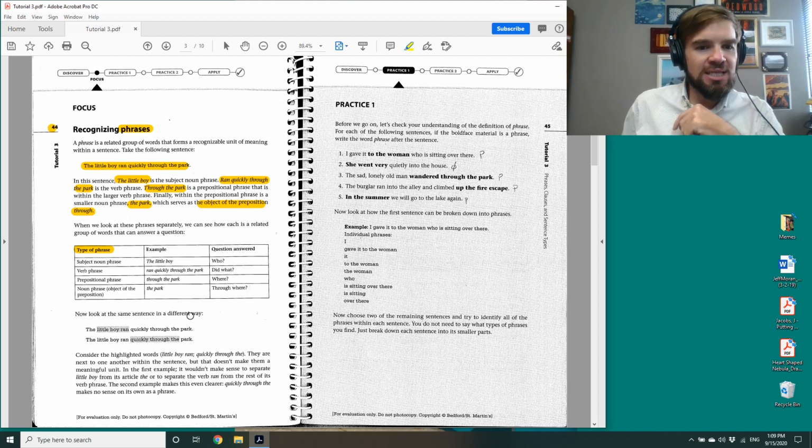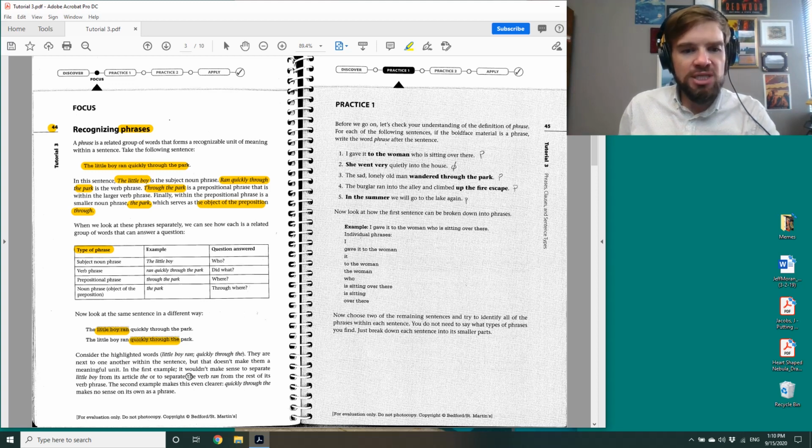Now, look at the same sentence in a different way. The little boy ran quickly through the park. And here she's highlighting little boy ran and quickly through the. Consider the highlighted words. So little boy ran quickly through the. They are next to one another within the sentence, but that doesn't make them a meaningful unit. In the first example, it wouldn't make sense to separate little boy from its article the, or to separate the verb ran from the rest of its verb phrase. The second example makes this even clearer. Quickly through the makes no sense on its own as a phrase.